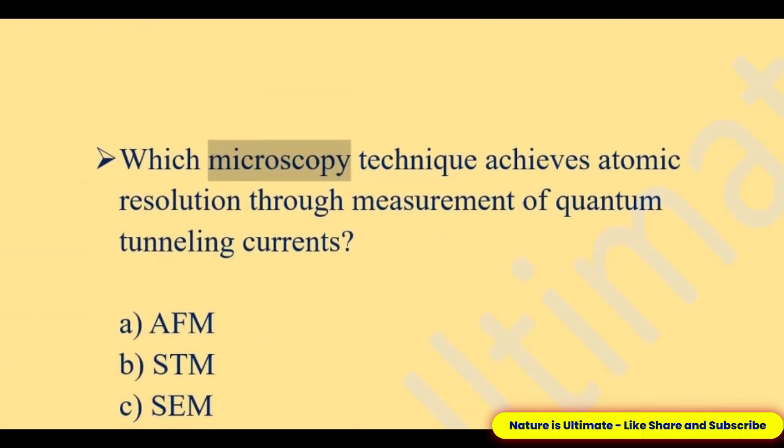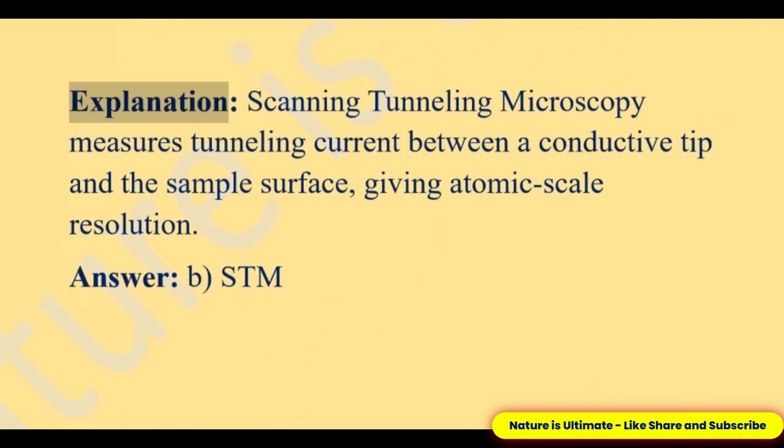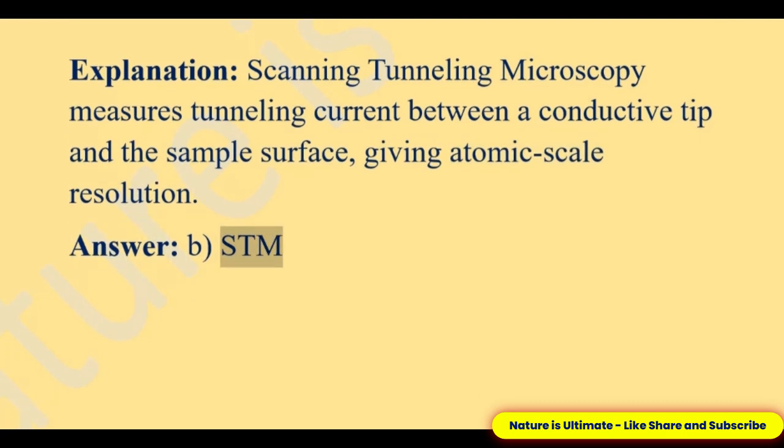Which microscopy technique achieves atomic resolution through measurement of quantum tunneling currents? A. AFM. B. STM. C. SEM. D. TEM. Explanation: scanning tunneling microscopy measures tunneling current between a conductive tip and the sample surface, giving atomic scale resolution. Answer: B. STM.